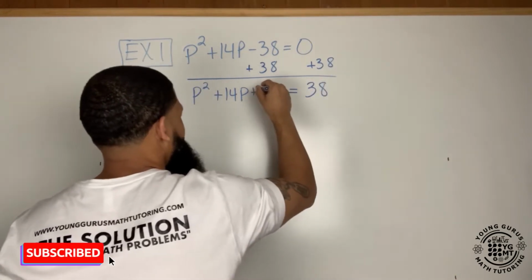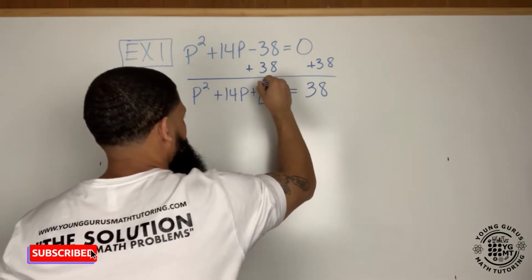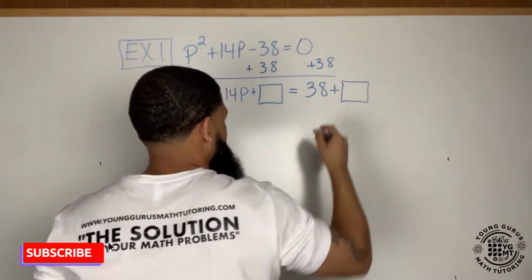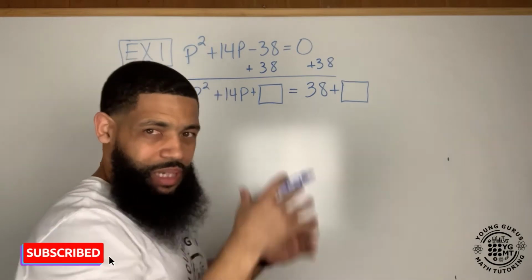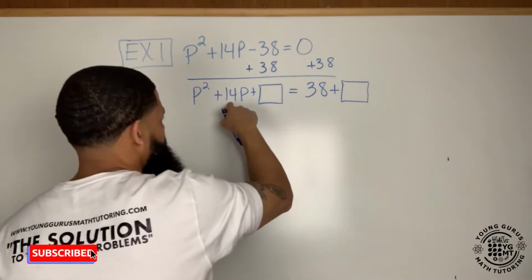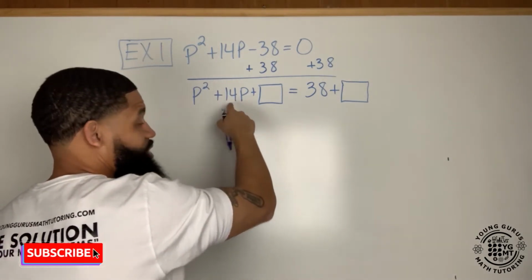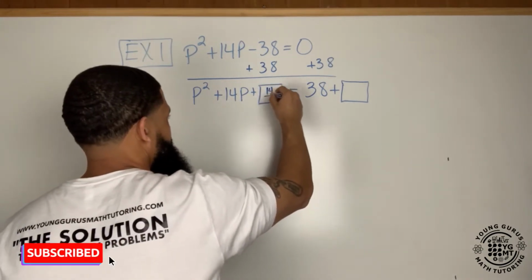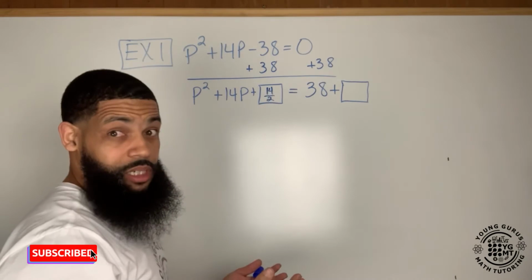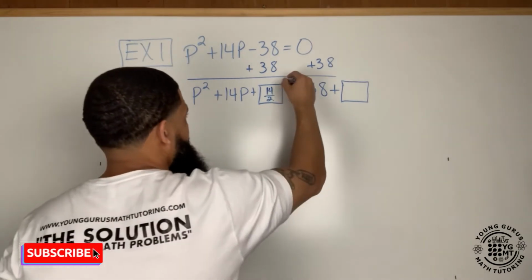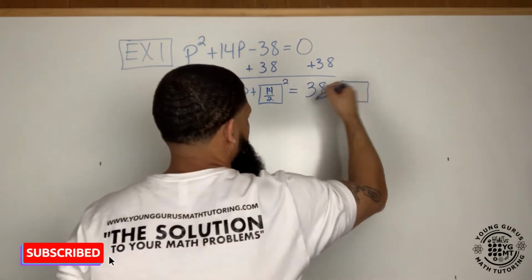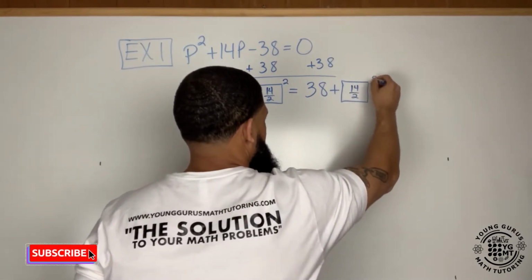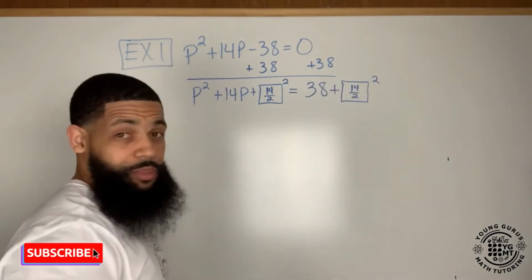But now I need to add some term. And I put it in a box like this just to kind of keep myself lined up and aware. So what I'm going to do is take half of this b term. So I'm going to take 14 divided by 2, because if I take a number divided by 2, that's half of it, and I'm going to square that. All right, and whatever you add to one side, you have to add to the other side. So I have 14 divided by 2 squared.